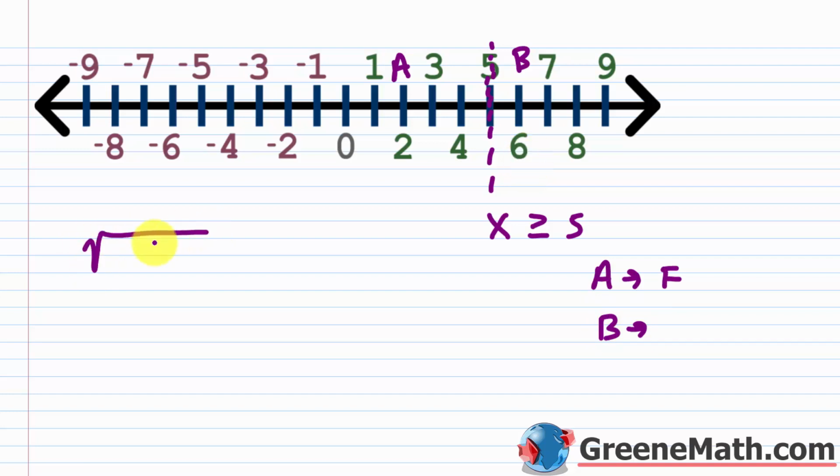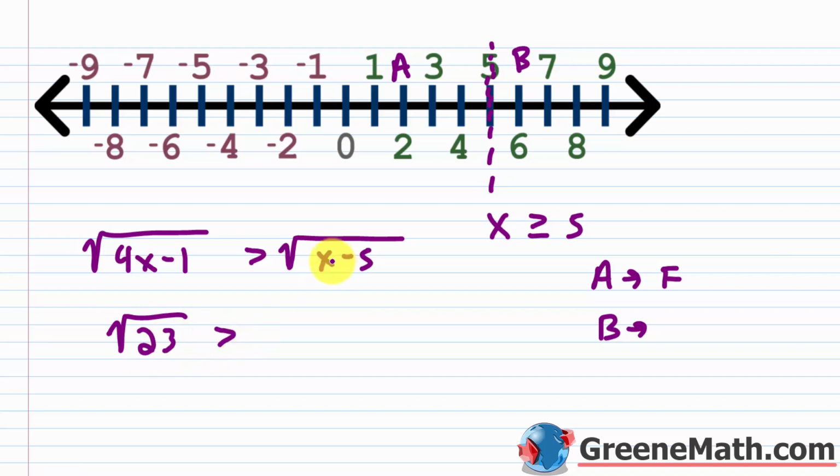So remember, we had that the square root of 4x minus 1 is greater than the square root of x minus 5. If I plug in a 6 for x, I'd have 4 times 6, which is 24. 24 minus 1 is 23. So the square root of 23 is greater than 6 minus 5 is 1. Square root of 1 is 1. Okay? So what's the square root of 23 if I approximate that? Well, it's going to be about 4.79. So that's clearly greater than 1. So in this interval B, things are going to work.